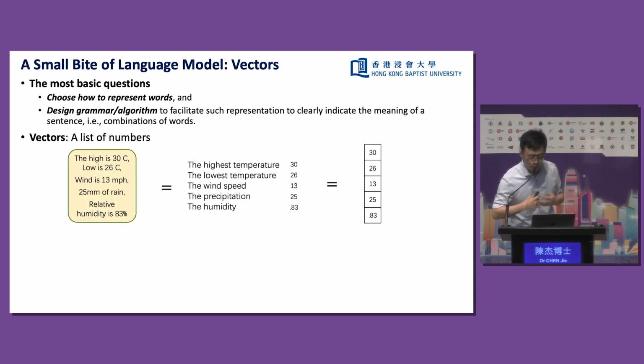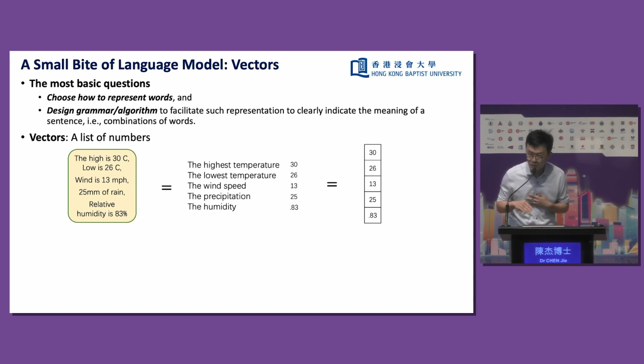Okay, so before we go deeper, right, let's first see how we convey meaning as humans as compared to computers. Let's start with an example. If we humans want to describe the weather, we usually use a sentence like this. For example, the temperature is 30 degrees Celsius. The high is 30 degrees, sorry, and the low is 26. The wind is 13 miles per hour, right? 25 millimeters of rain, relative humidity is 33%, right?